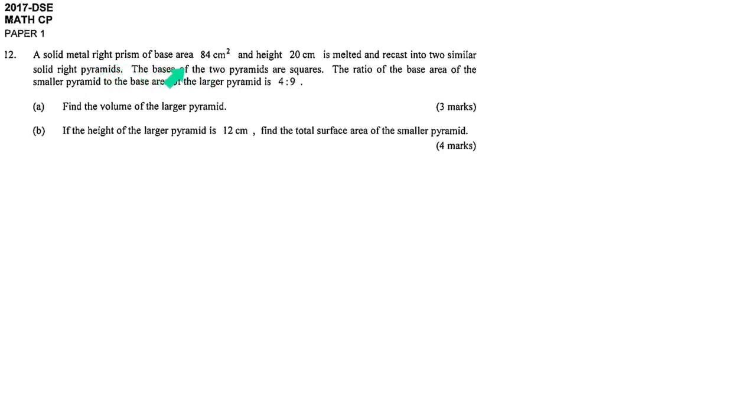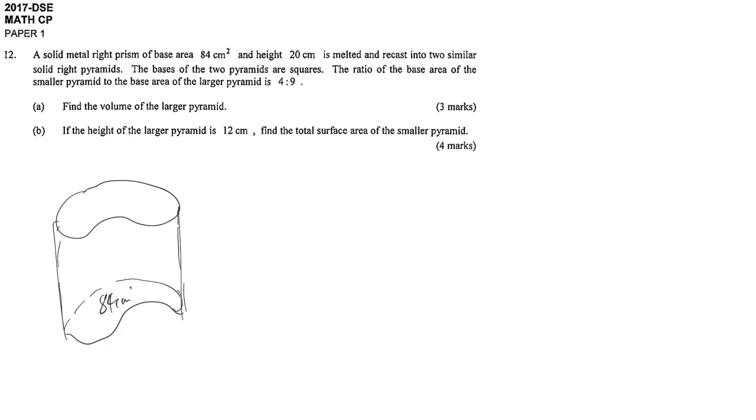About area and volume questions again. They say that there is a right prism with a square base area of 84 cm². They didn't mention the shape, so I just randomly draw a shape. And then they say that the base area is 84 cm² with the height 20, which is good enough to calculate the volume of this solid.